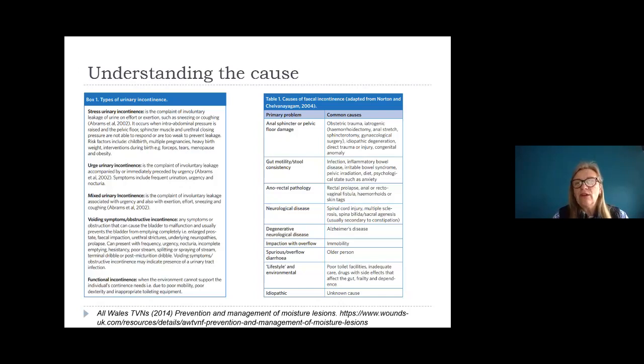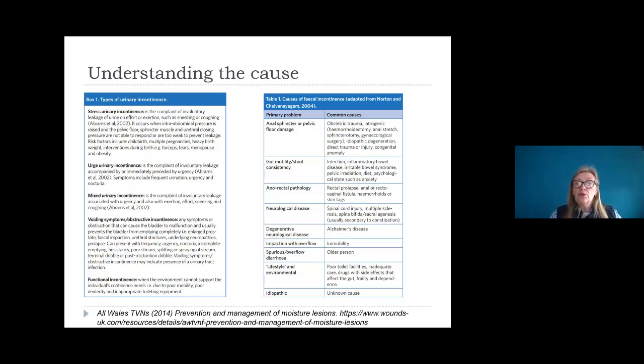When we think about fecal incontinence, is it about damage to the anal sphincter or to the pelvic floor? We see this quite often with ladies who've had multiple births or traumatic births. They can have had things like surgery for hemorrhoids. It can be related to the gut itself. So is it related to gut mobility or stool consistency? For example, has the patient got IBS or have they got an infection? It can be a rectal pathology like rectal prolapse or rectovaginal prolapse or fistula.